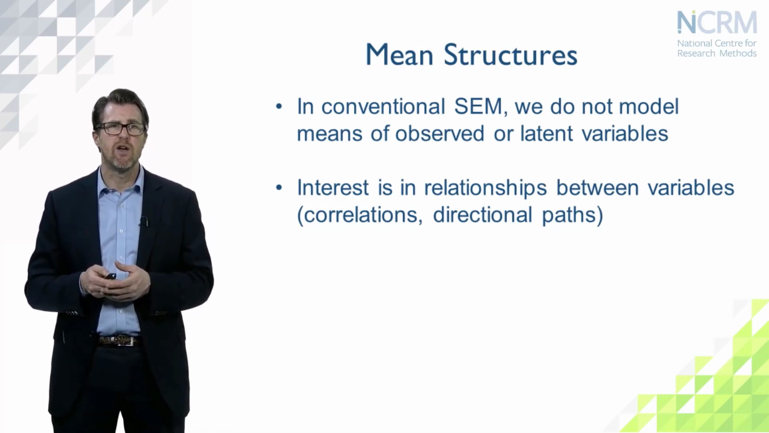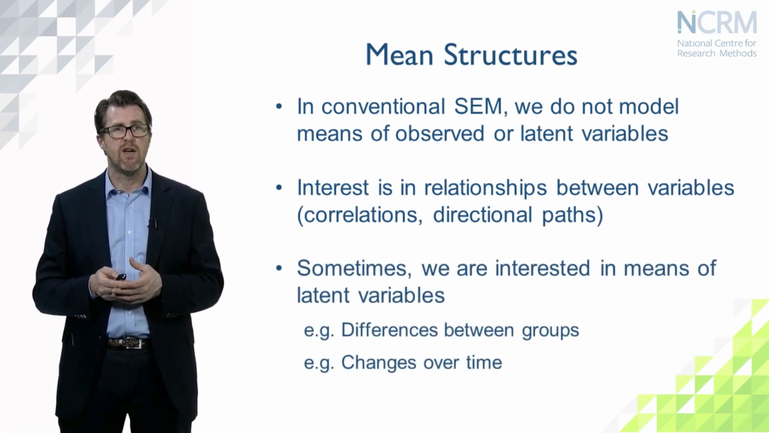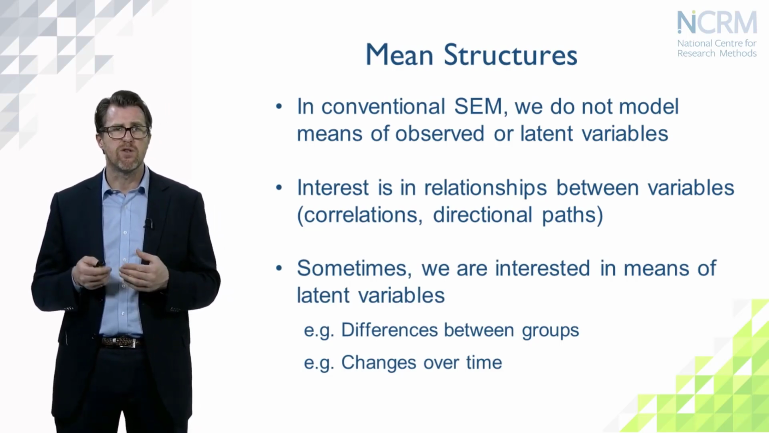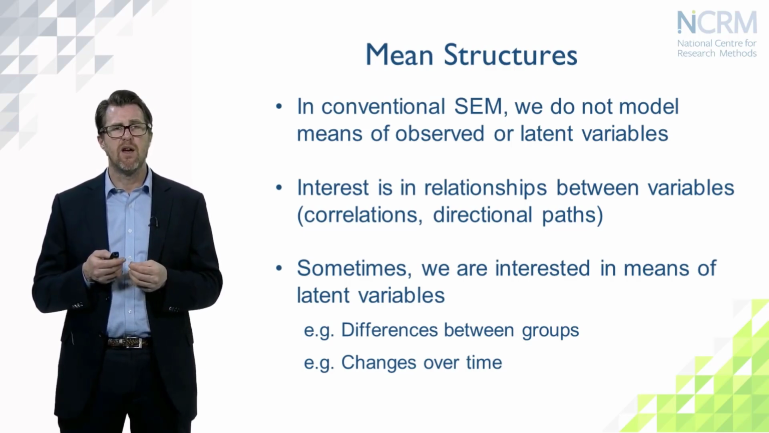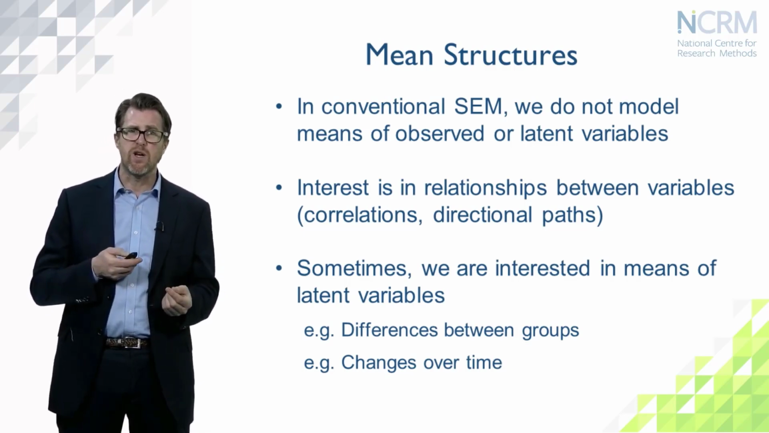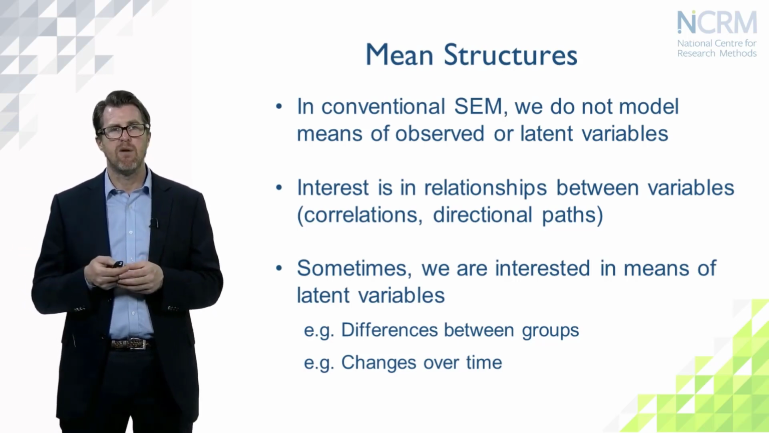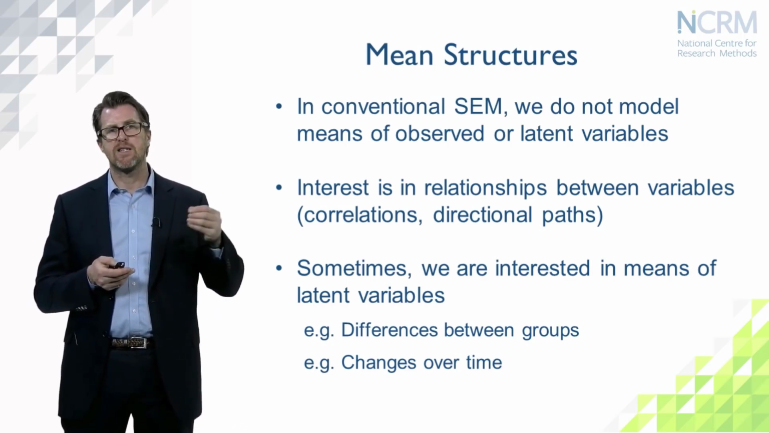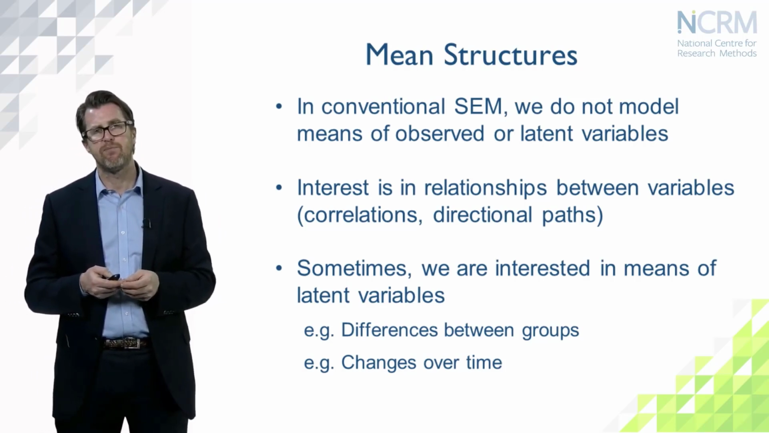But there are occasions within a SEM context where we would be interested in the means of latent variables. There are two main areas where we would want to estimate latent means. The first is where we want to see whether there are differences between groups on a latent variable, and secondly, if we're interested in change over time. Perhaps if we've got a longitudinal data set, we would want to estimate the mean of the latent variable and see whether that is changing over time.